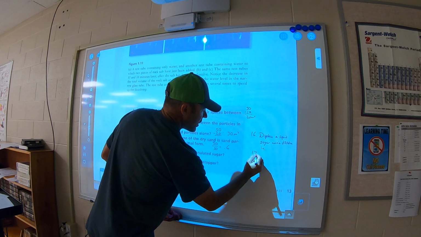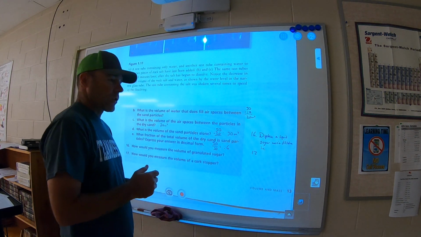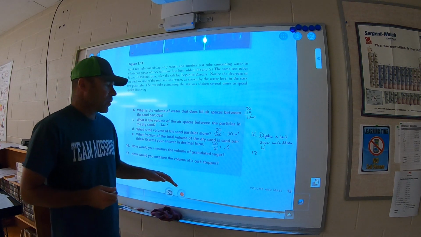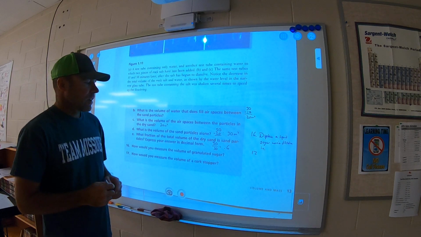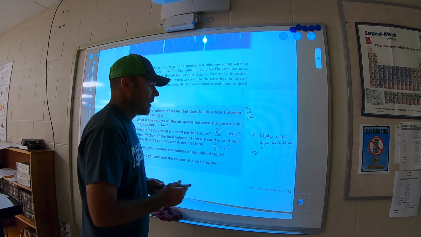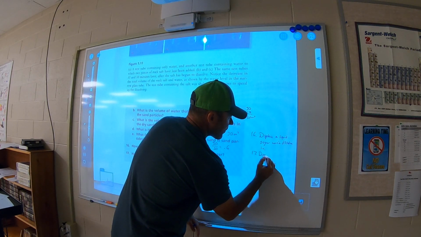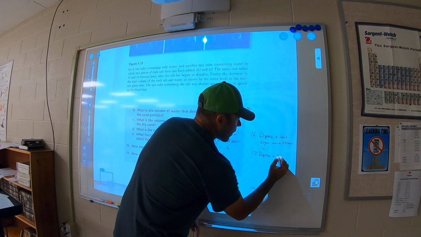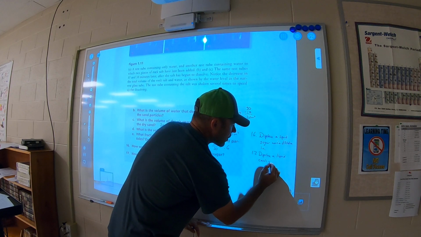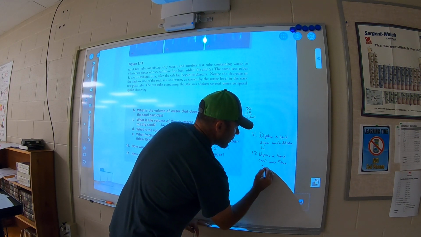And then number 17, how would you measure the volume of a cork stopper? The problem with cork, just like the balloon we talked about yesterday, is that cork's going to float when you put it in water. So a simple way, another way to look at this besides holding it under the water, which is what we said with the balloon, is how about we displace a liquid cork won't float in.